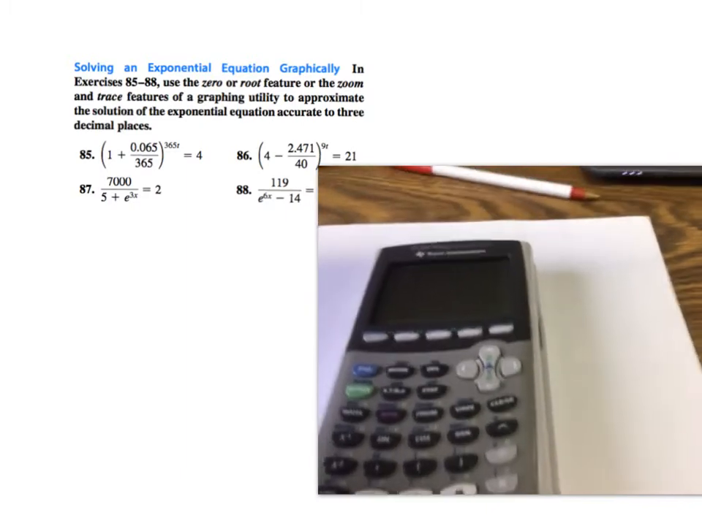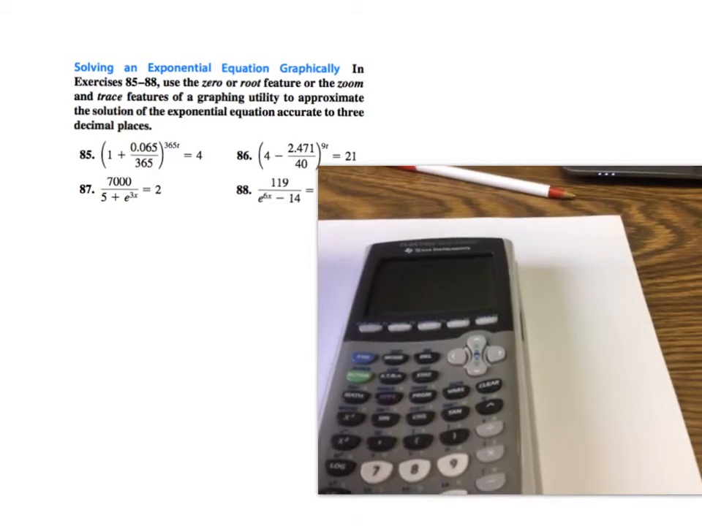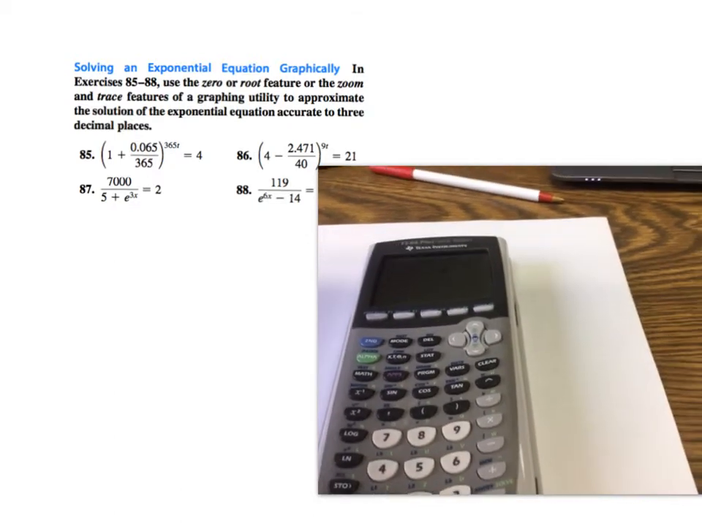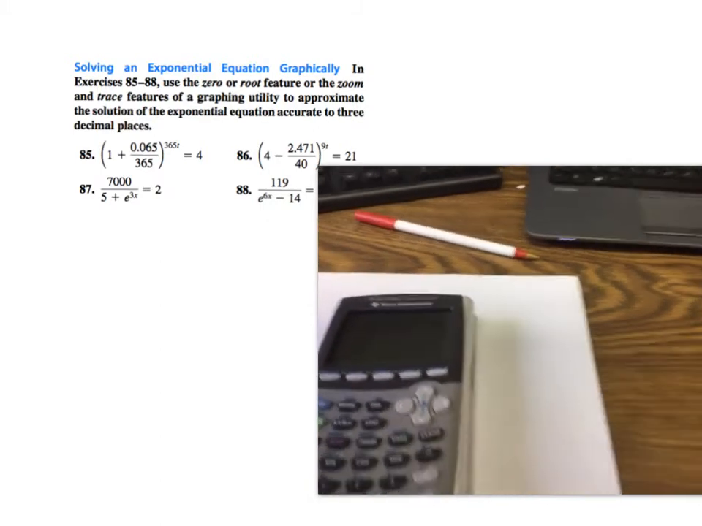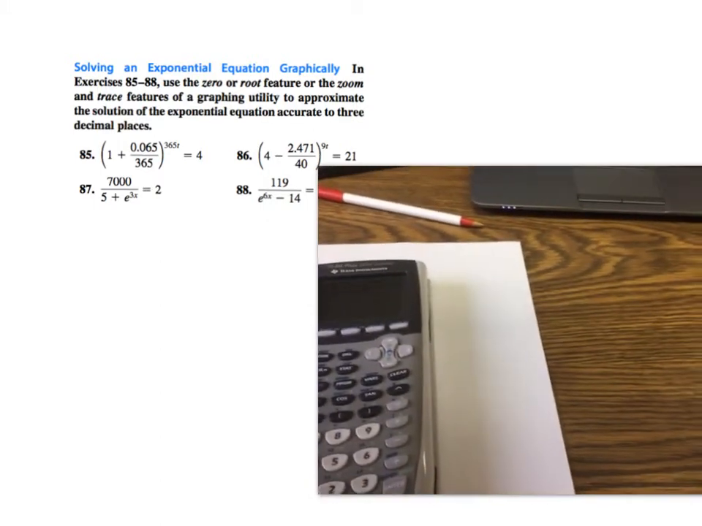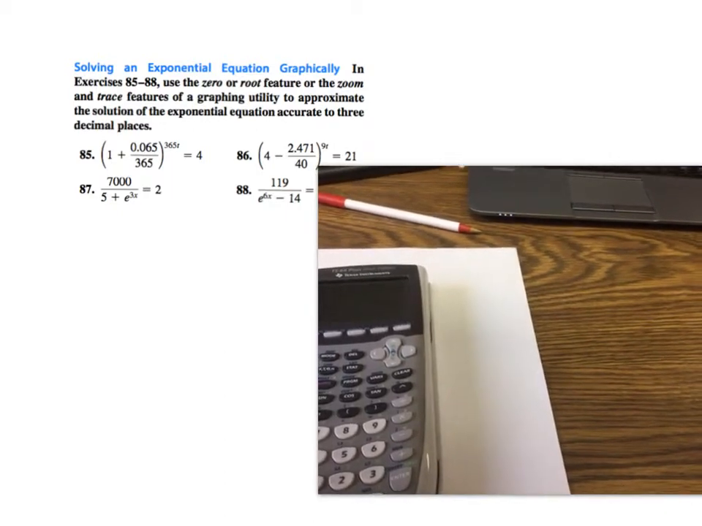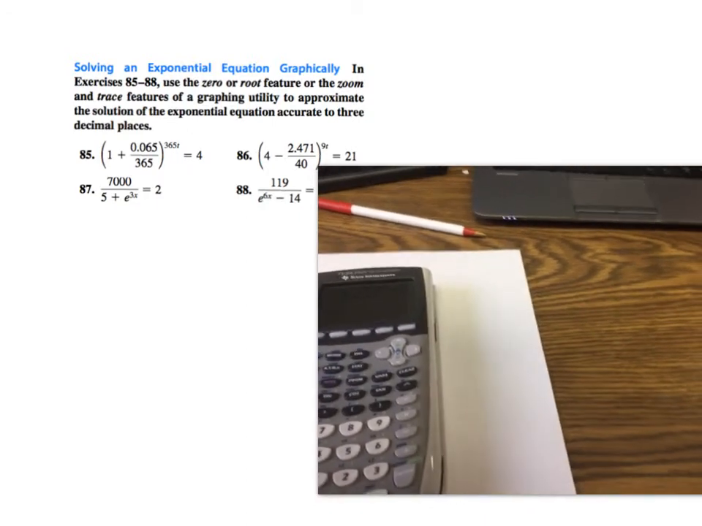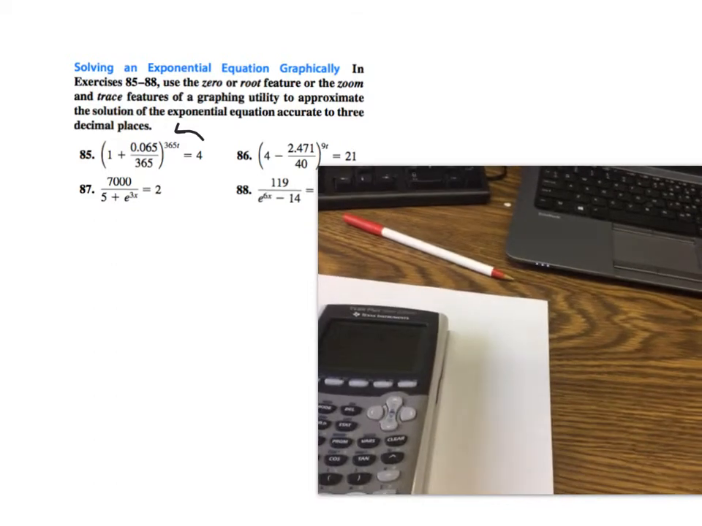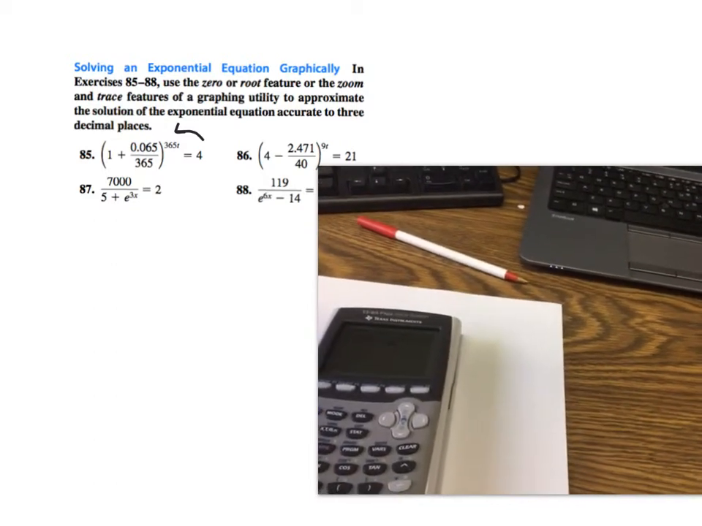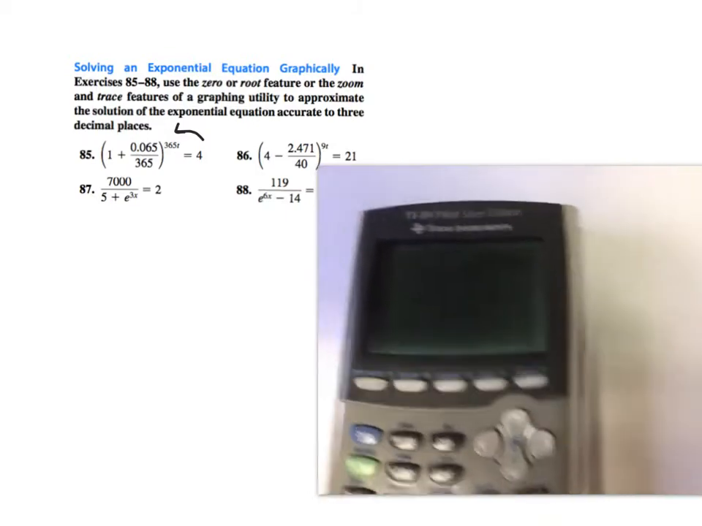All right, for this problem, we are asked to use the zero or root function or the zoom and trace of the graphing utility to approximate the solution. In class, we haven't done much with the zero or root function. Zeros are x-intercepts, so rather than try to find out where these two graphs, y1 equal the left and y2 equal the right, intersect, I'm going to subtract 4 from both sides, set it equal to 0, and look at that function and try to find its zero or root.